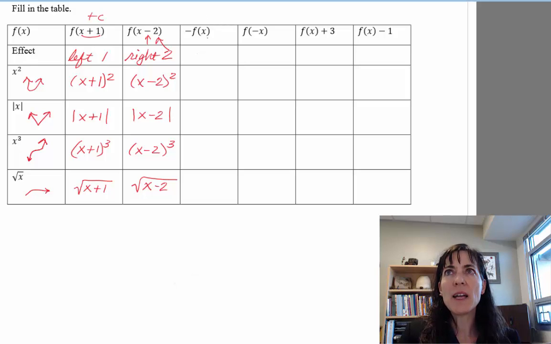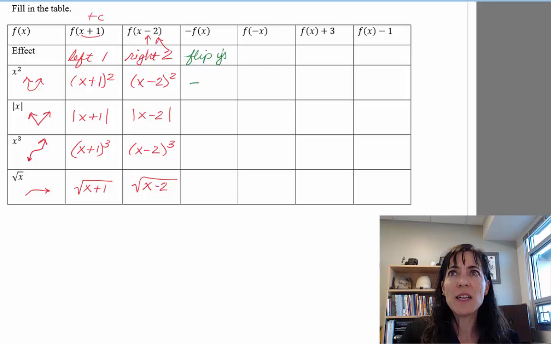It's outside the function, whereas the next one is inside with the x. So if it's outside the function, it's happening to the y's. So we're going to flip the y's over the x-axis. That's the second part of it that I often leave off just to make it quick.